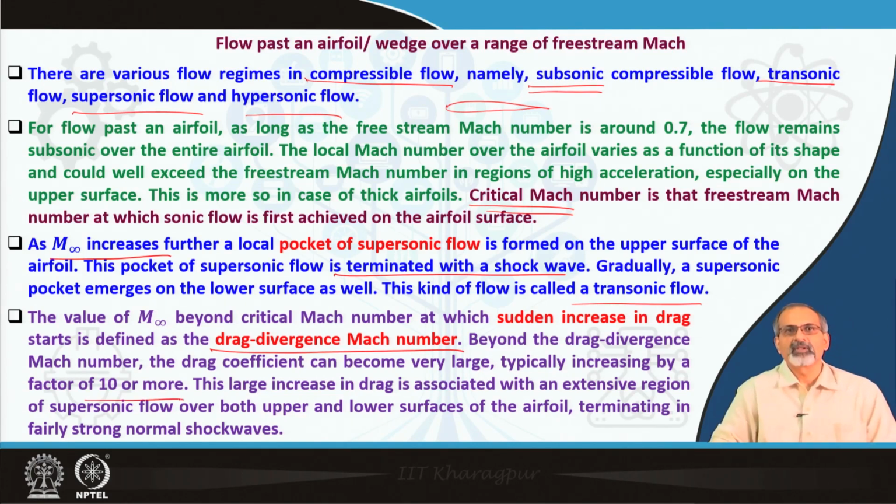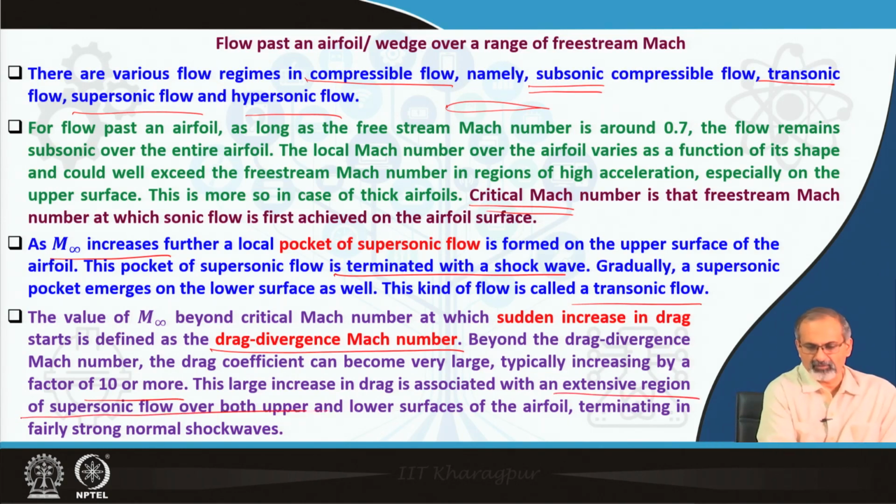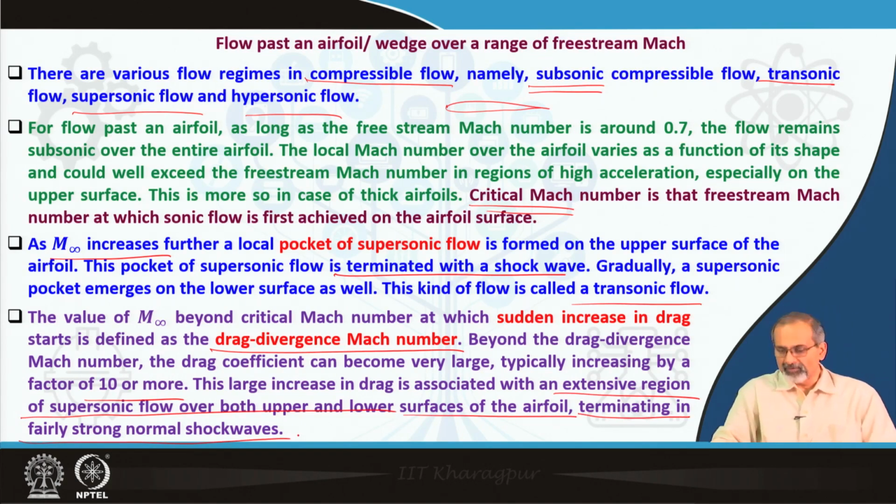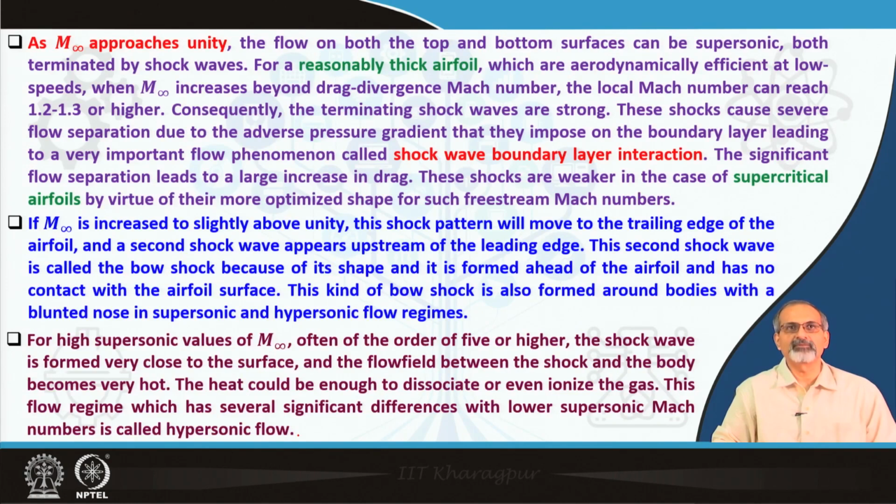10 or more. A large increase in drag is associated with an extensive region of supersonic flow over upper and lower surfaces of the airfoil, terminating in fairly strong normal shock waves. So, we find that gradually as you speed up the flow for an airfoil section, shocks start forming on the airfoil surface, and we are now concerned about how that shock would interact with the boundary layer which forms on the airfoil surface when we consider the viscous nature of the flow.